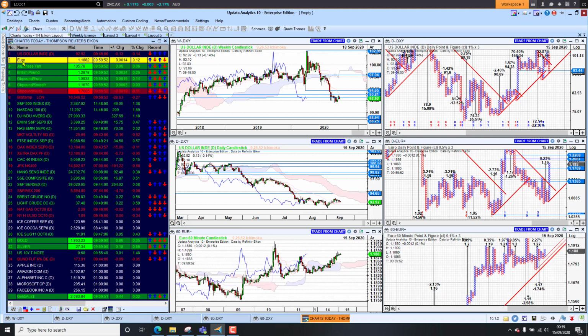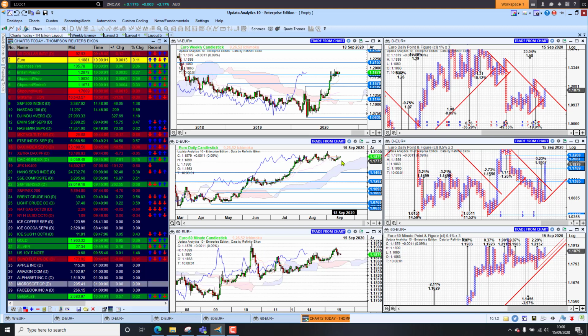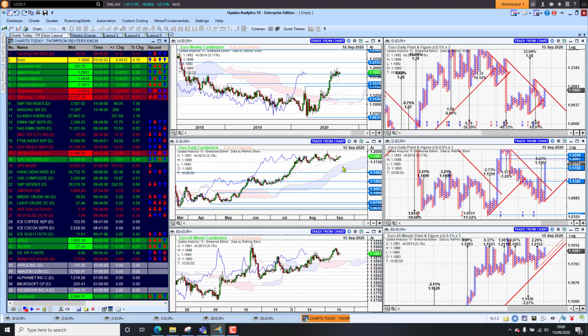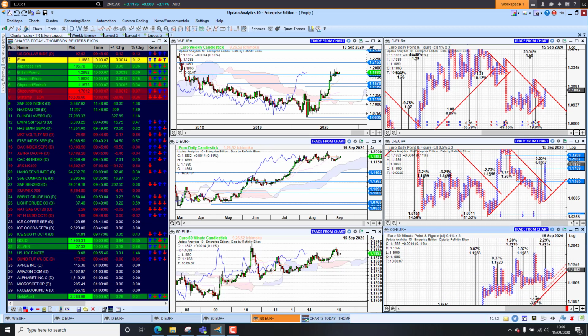Euro sitting at 118.82 as we speak. It's in a sideways consolidation pattern here on the daily chart, but we would expect a consolidation and then a continuation. And again, there's more upside targets there on the 60-minute chart. So it does look like the euro will go higher.